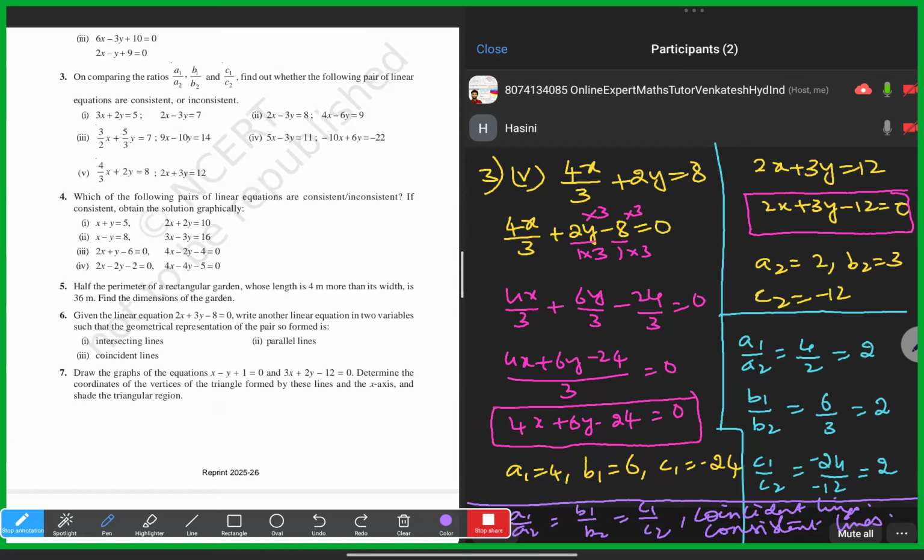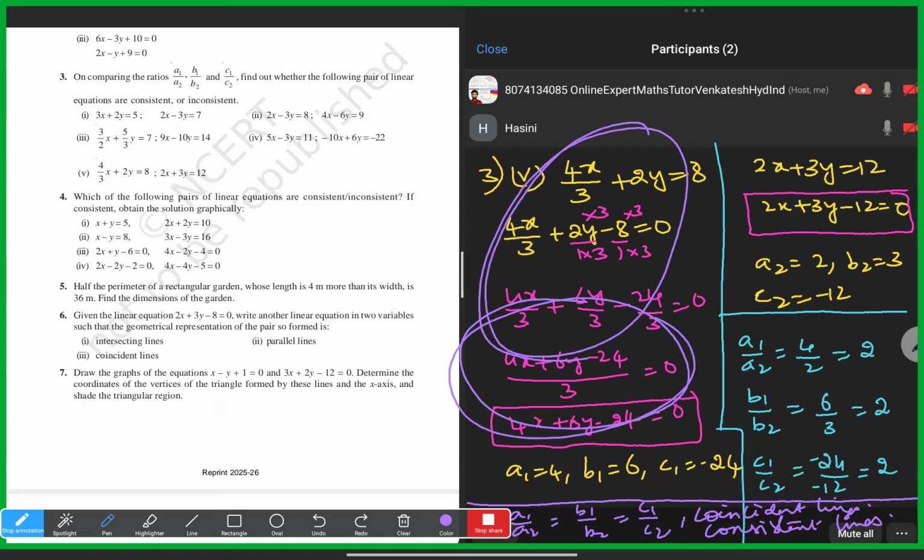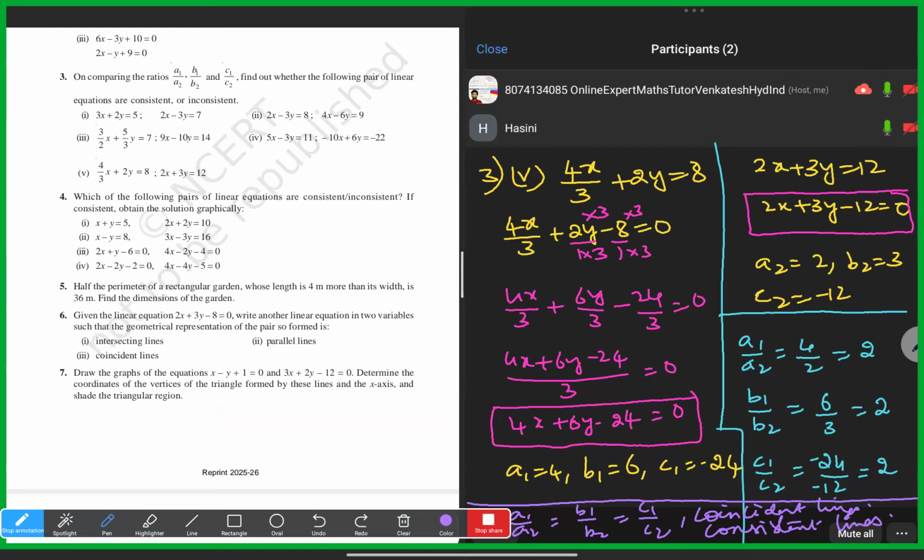Okay, Ashley? I think whenever we have A1, A2 fractions, I did LCM. Why did I do this? To remove the fraction, sir. Yes, Ashley. A1, B1, C1 values will be integers, normal numbers only, without any fraction, so that it will not confuse us.